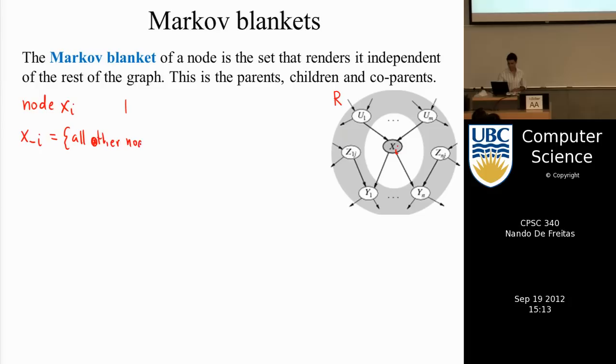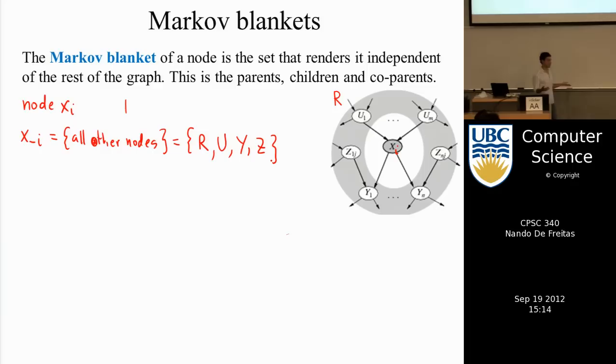No matter how big this graph is, this graph could have billions of nodes, I'm going to summarize that set to say that it consists of the nodes R. It consists of all the nodes that are parents of xi, which I'm going to call U. It consists of all the children of xi, which I'm going to call Y. And it's going to consist of all the nodes Z, which are the partners of node xi. These are all the possible nodes that can exist in the graph. Something is either your parent, your child, your co-parent, or something else, which I call remaining, R for remaining.